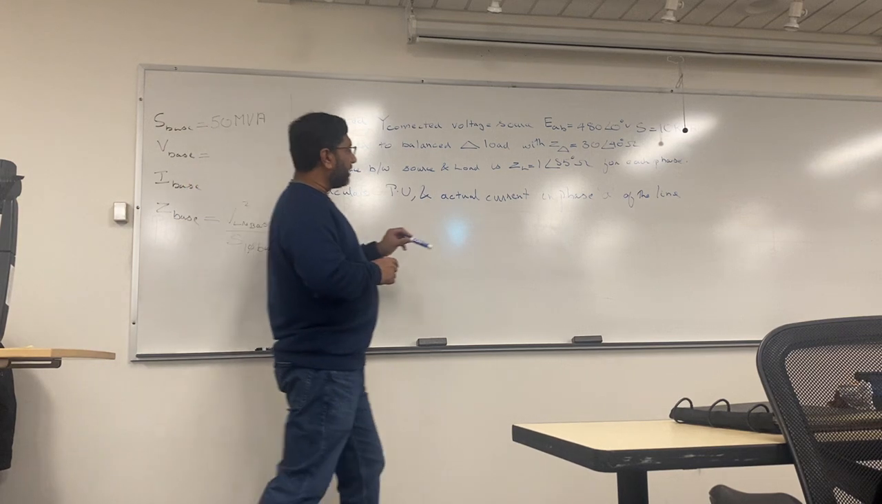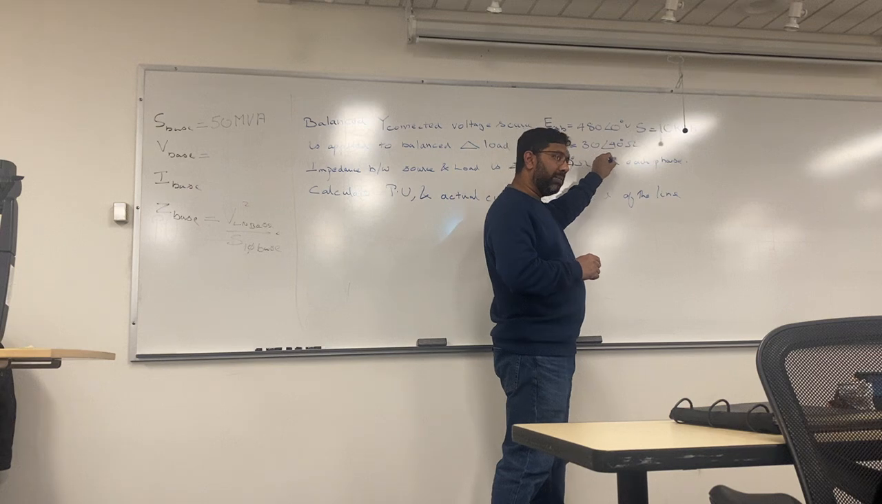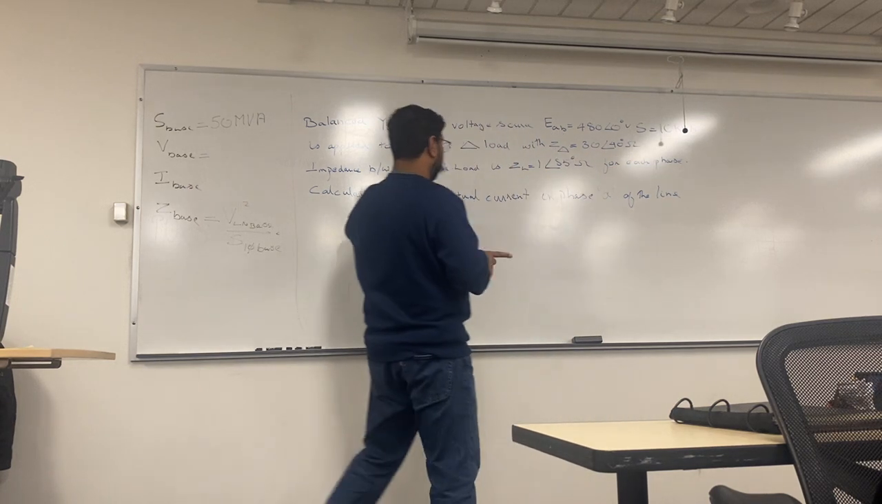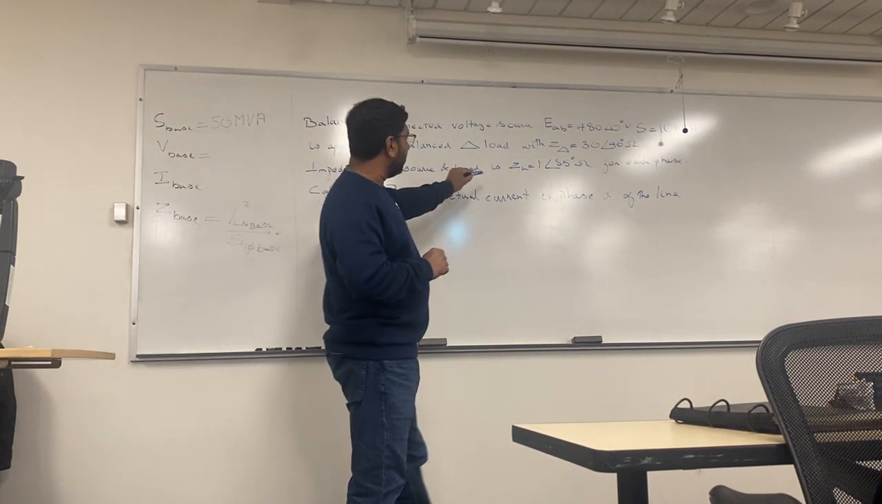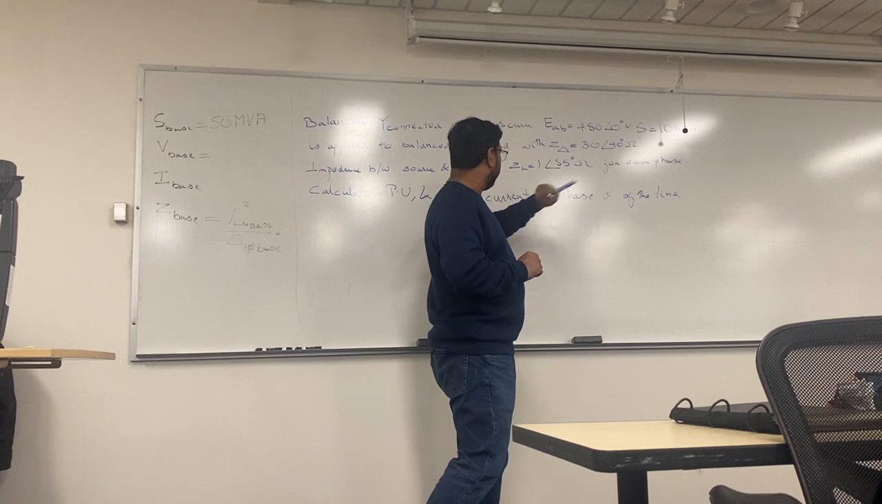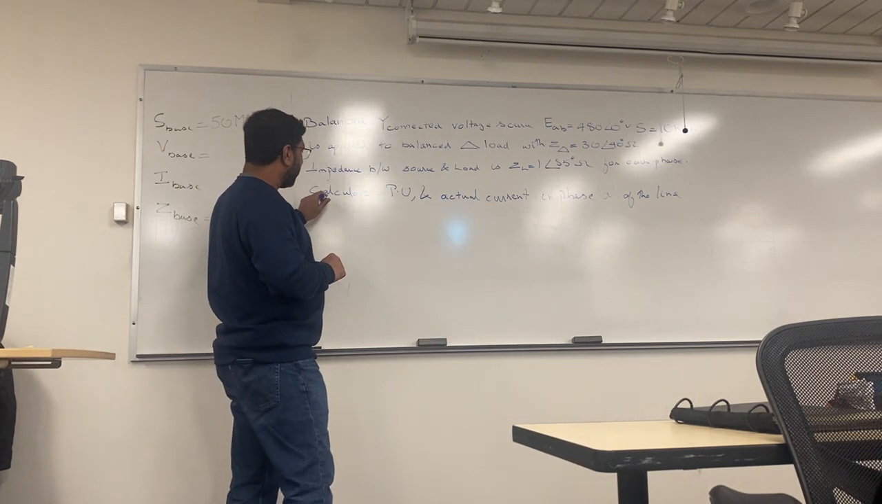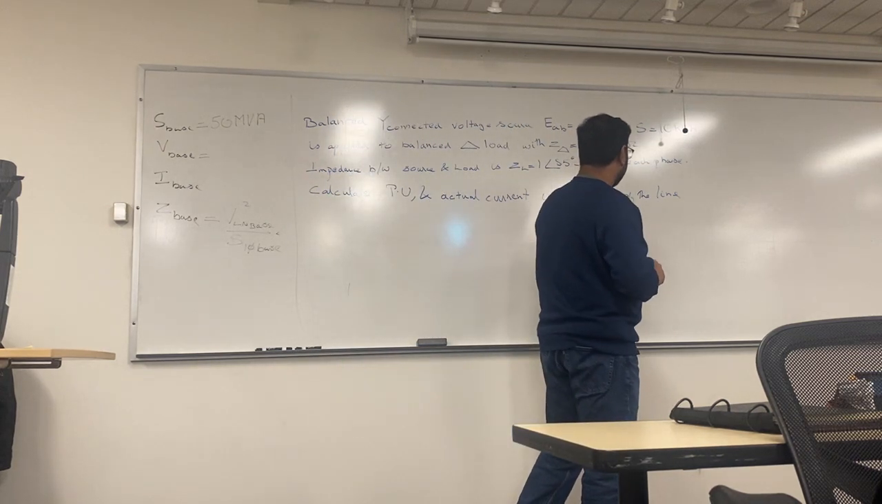Keep in mind, just because you have an inductor or a capacitor here doesn't mean you're going to have harmonics. It's when it is non-linear and unbalanced. So just keep that in mind. The impedance between the source and the load is ZL for each phase. And I want you to calculate the per unit and the actual current in phase A of the line.